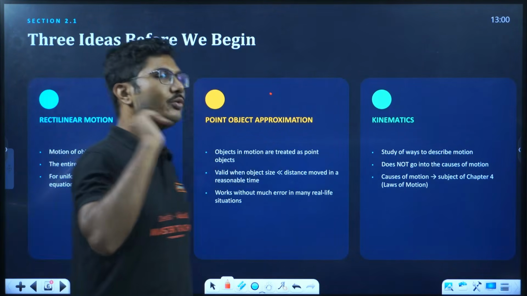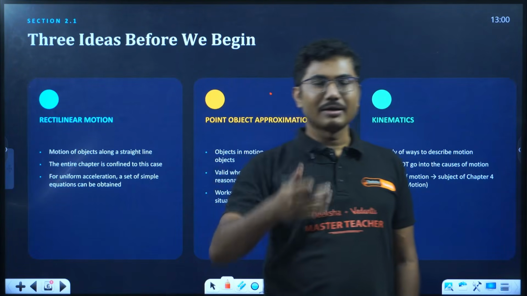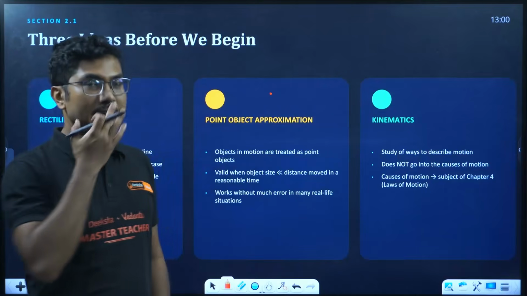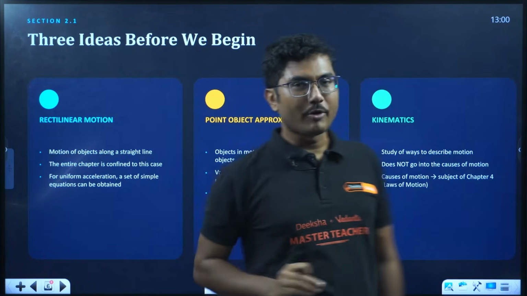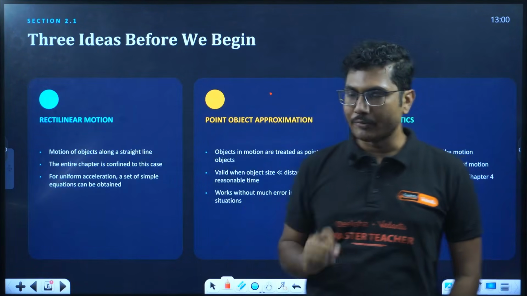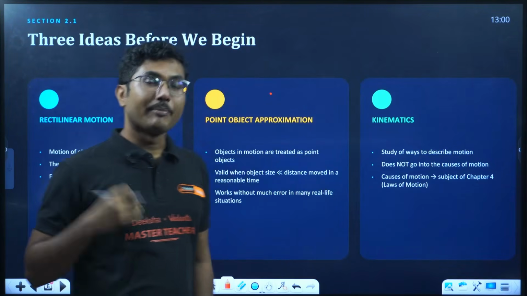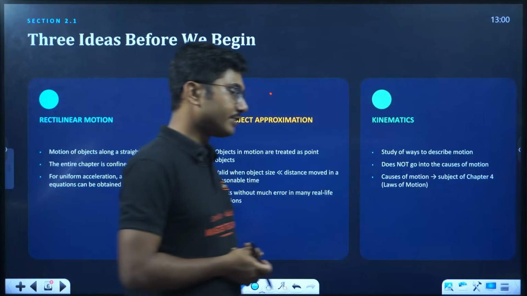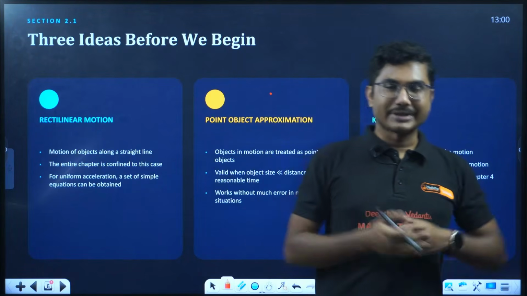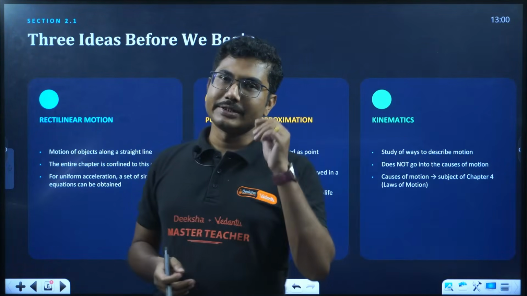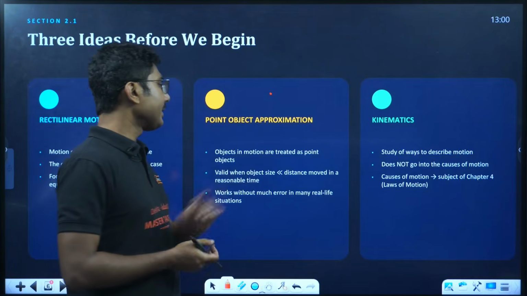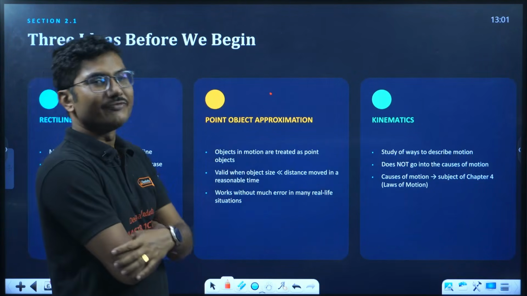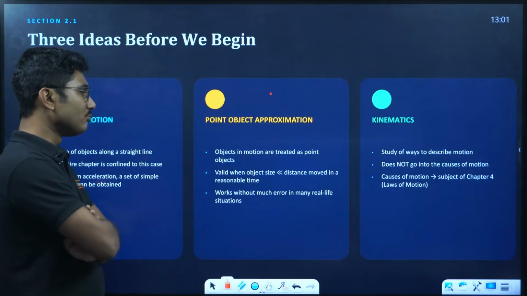Now there are two ways to do it. First of all, you will learn a little bit more about that in our center of mass chapter. First we consider the entire mass to be located at a single point, and then we proceed. That is one way. Another way is approximation: if the distance of motion is very long compared to our size, then we say this is a point object. Objects in motion are treated as point objects, valid when object size is far less compared to the distance moved in a reasonable time.